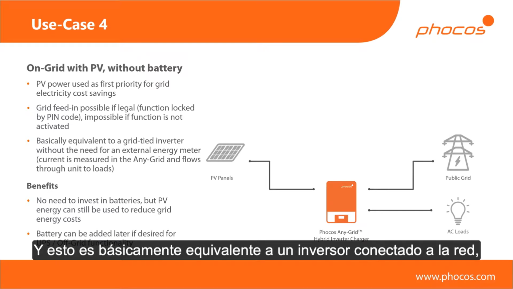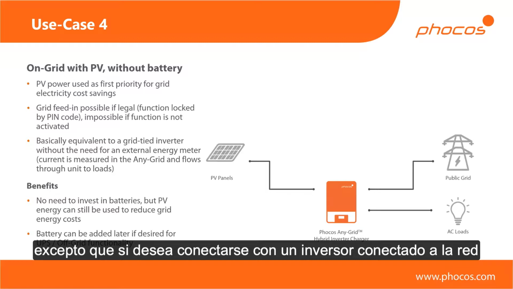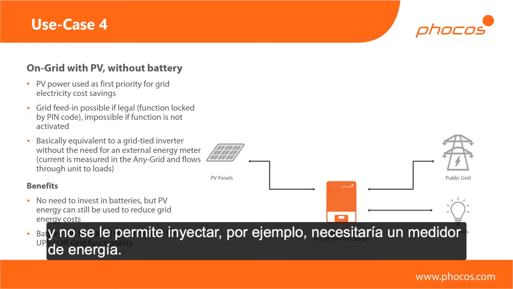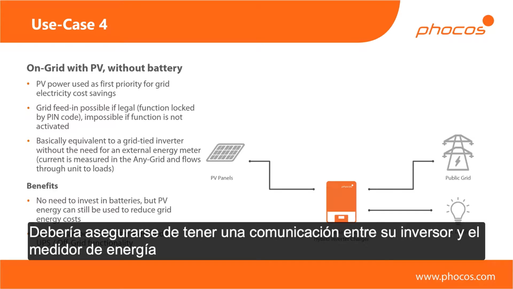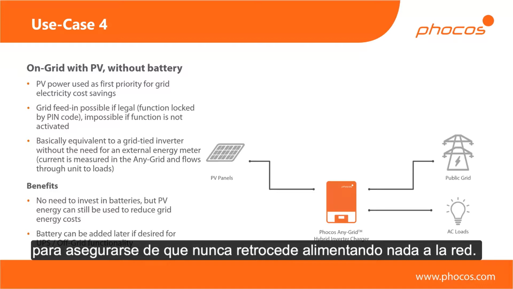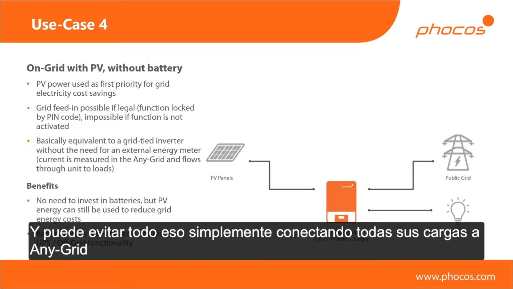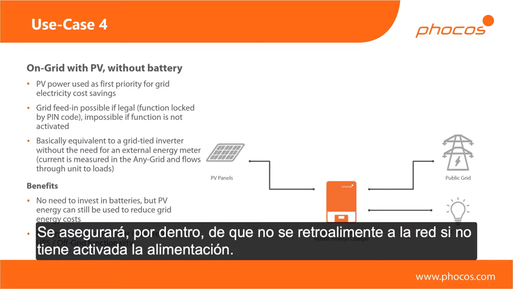And this is basically equivalent to a grid-connected inverter, except that if you want to connect with a grid-connected inverter and you're not allowed to inject, for example, then you would need an energy meter. You would need to make sure that you have a communication between your inverter and the energy meter to just make sure that you're never backfeeding anything into the grid. So you can avoid all of that by just connecting all your loads to the AnyGrid, because it will handle all that for you. It will make sure inside that it's not backfeeding into the grid if you don't have feed-in activated.